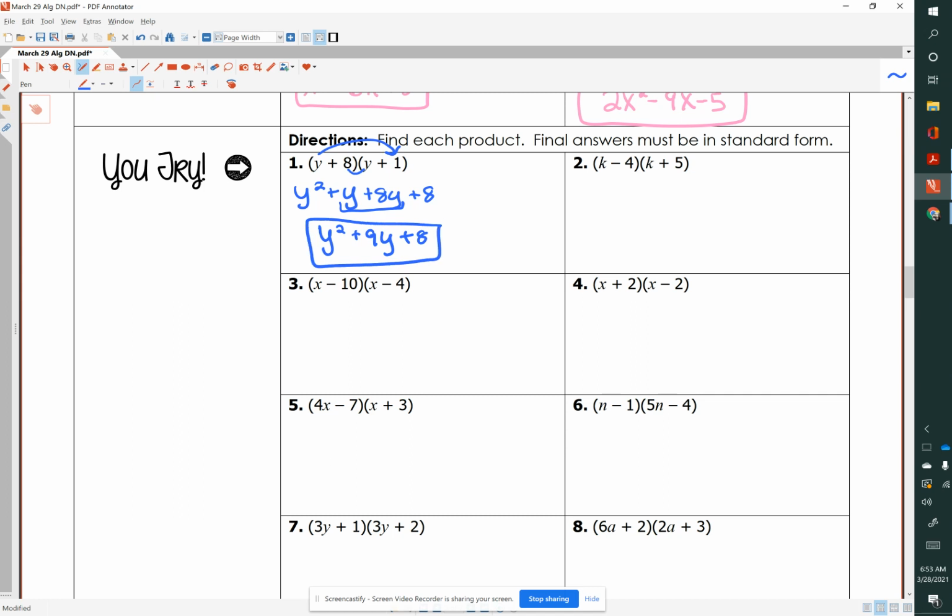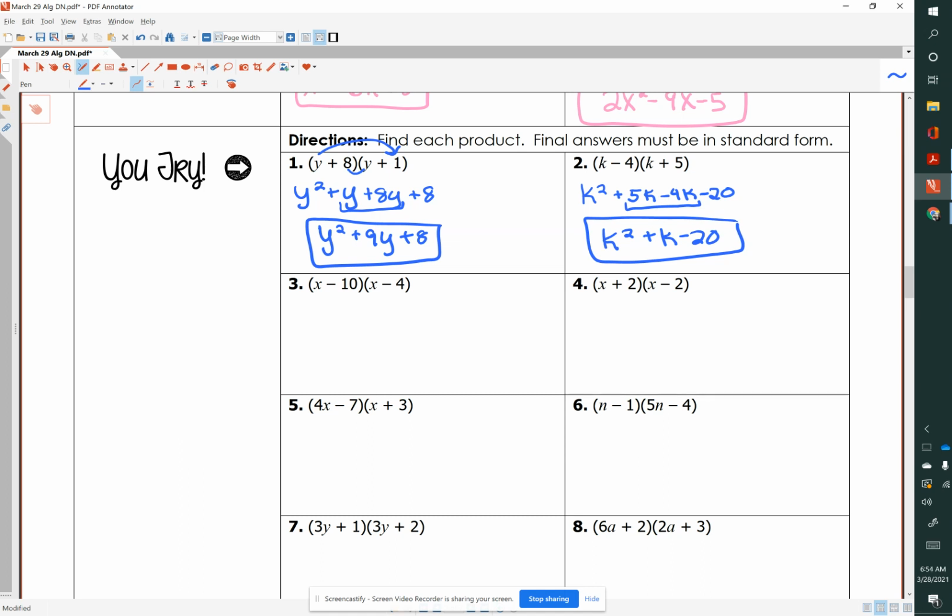Okay, number 2, be careful. We've got a subtraction in here. So our first terms, k times k, k squared, plus 5k. That's our outer, minus 4k, that's our inner, minus 20, and we can combine these, which will give us k squared plus k, that's just 1k, minus 20.